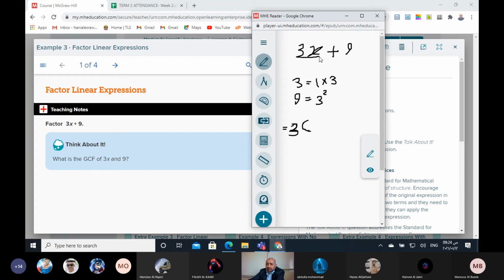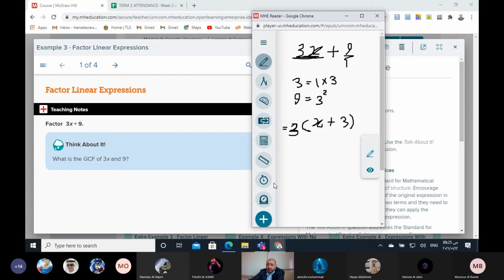So here we have 3x. Take the coefficient 3. 3 divided by 3 will be 1x, and 1x means x. Then here we have a plus. Then take the second term. 9 divided by 3 will be 3. So as you see, the main operation before was addition, and now the main operation will be multiplication. When you change from addition to multiplication, the name of this operation is factor.